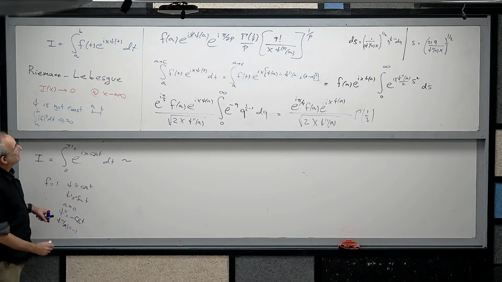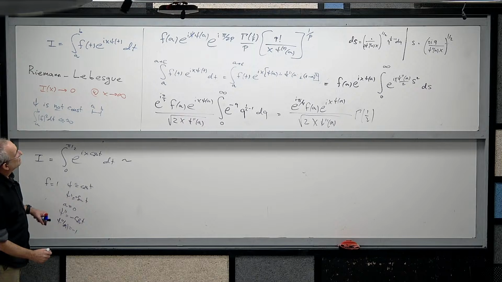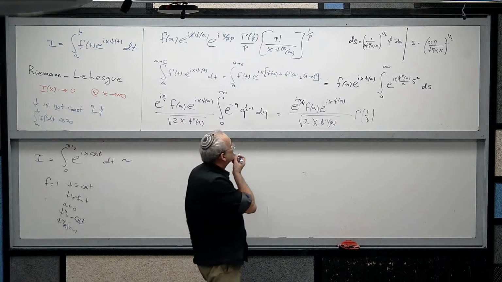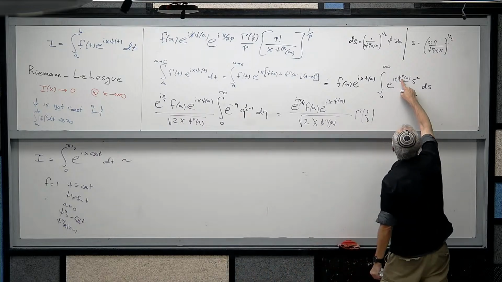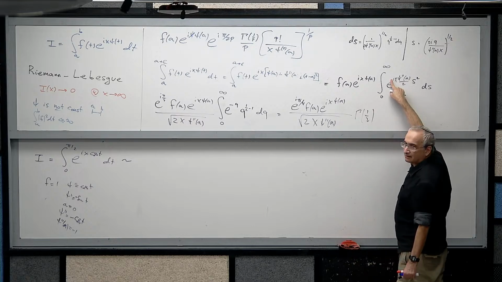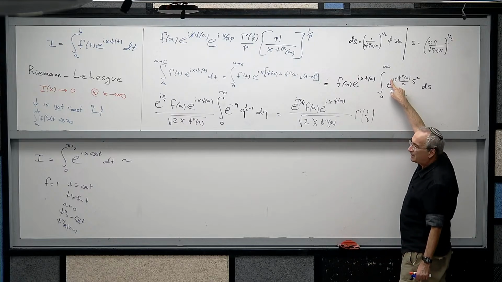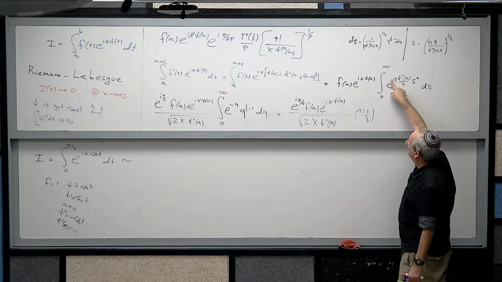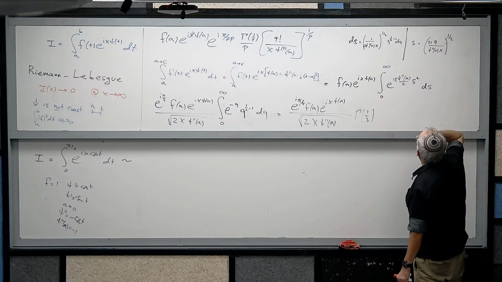But as you remember, this is something that I have missed. If psi double prime is positive or negative, this gives me another factor of minus, what should I say? What should I say?